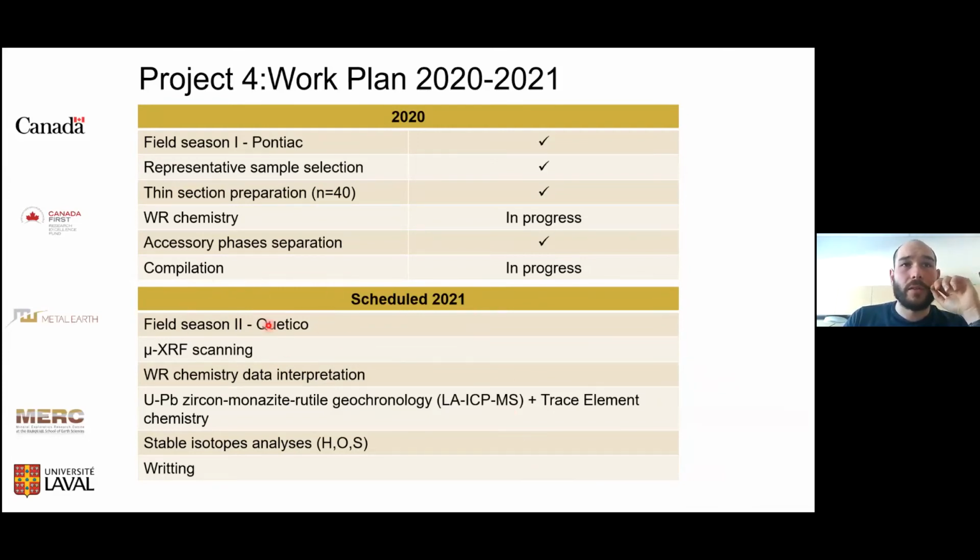So a new field season in the Quetico. A lot of chemistry. We're talking about hard rock chemistry, and micro XRF scanning of thin sections. I'm going to do, hopefully in the next 1 or 2 months, the geochronology, acquiring at the same time the trace elements for zircon, for example. We are currently analyzing the stable isotopes, and hopefully we're going to start writing something.